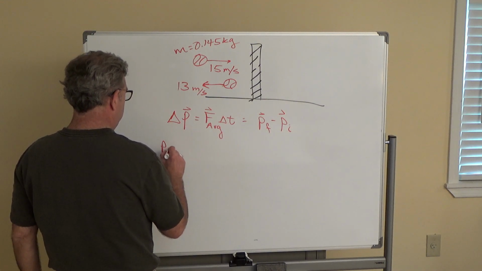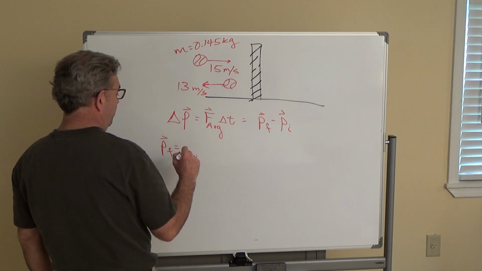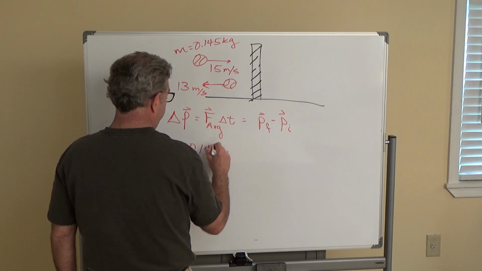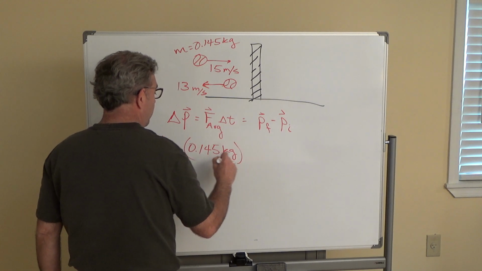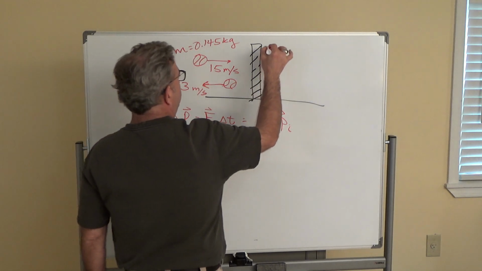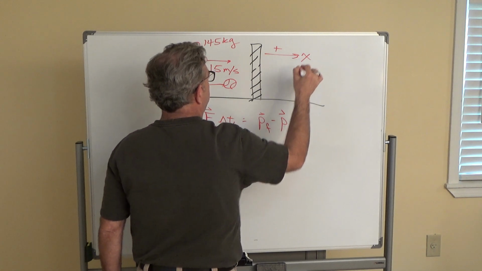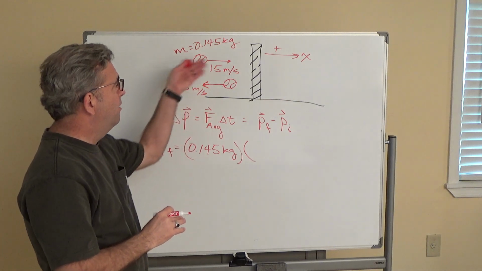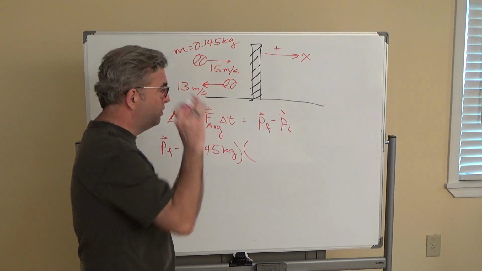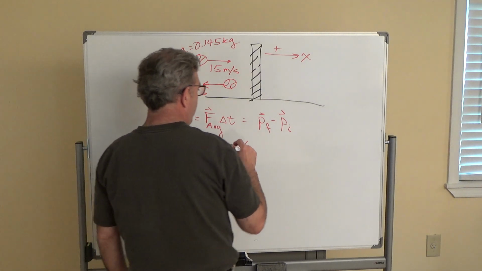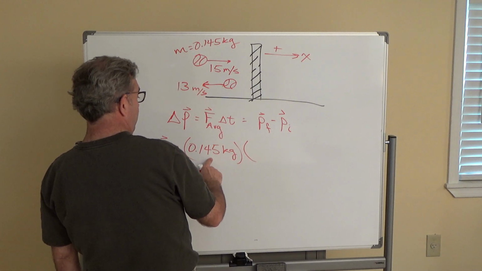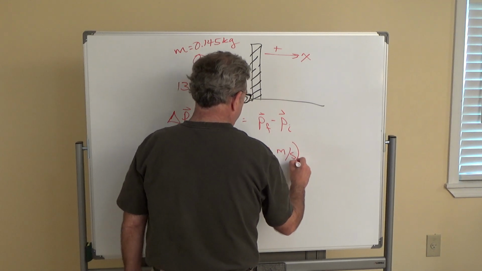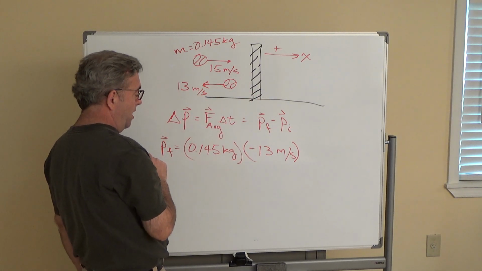P final is equal to 0.145 kilograms. That's M. V is equal to, if this is the positive x direction, so I'm going to make that direction positive. Why not? It wouldn't matter if I made it negative, but we usually make to the right positive. It's a right-handed world. That's the mass. The velocity is negative 13 meters per second. That negative means that it's in that direction.